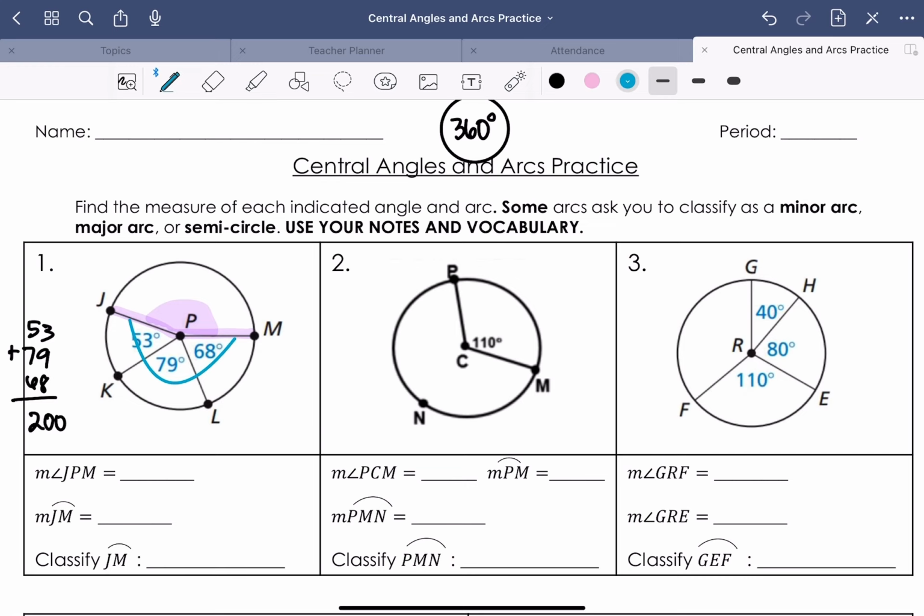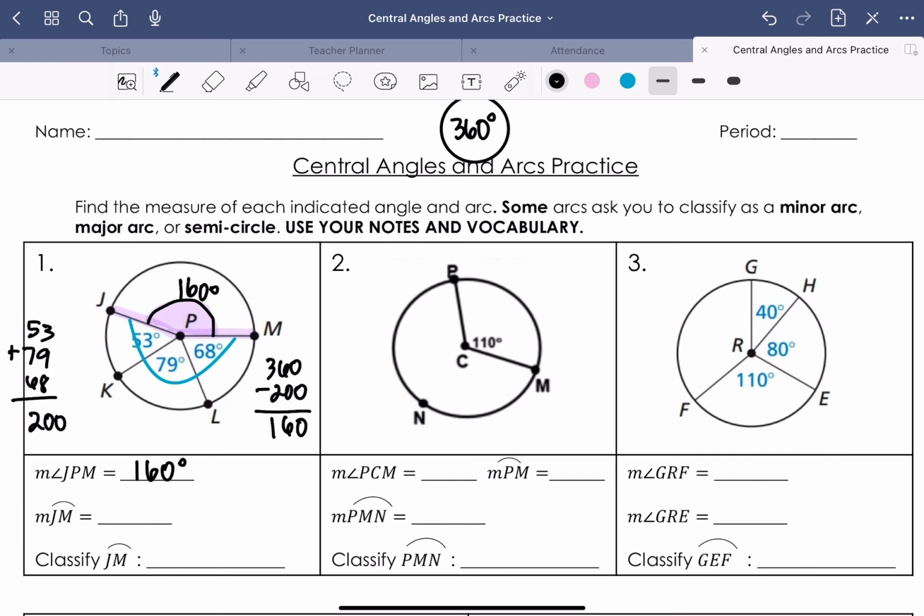Okay, so we subtract that from 360, and we get 160. That means that angle JPM right here is not 360, it is 160 degrees. So that's the first one.